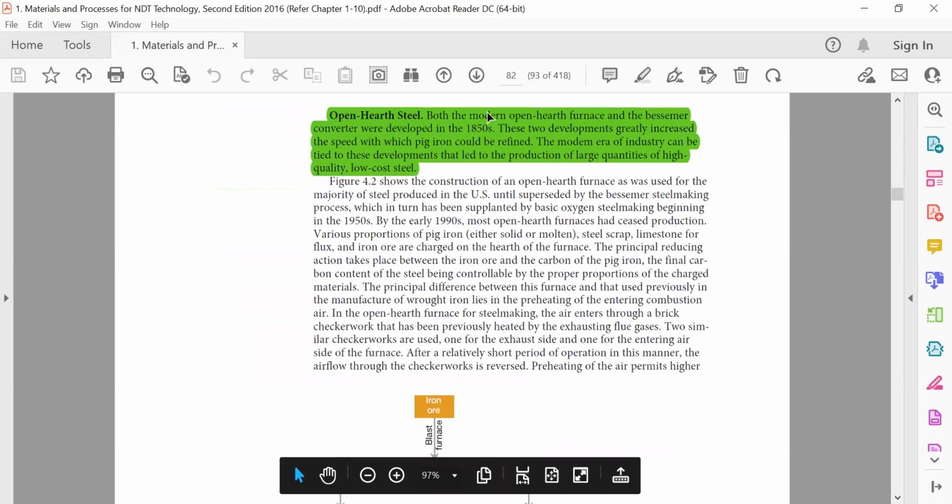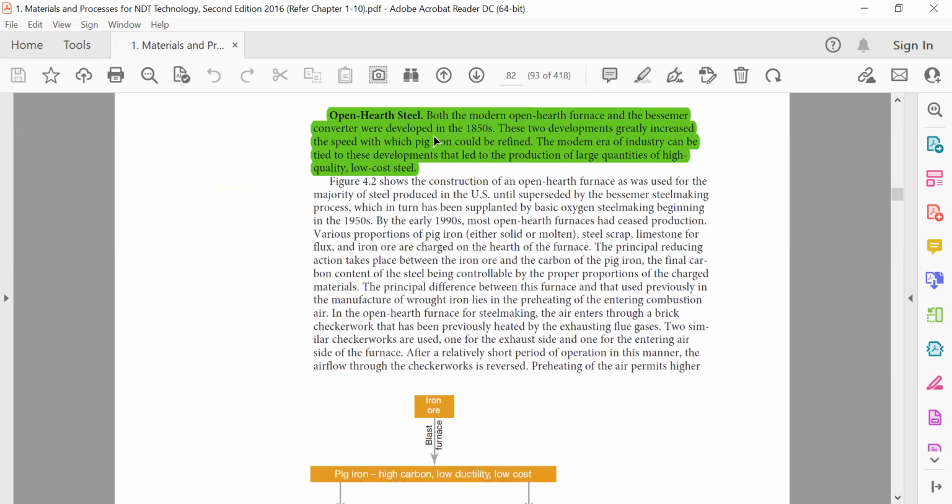Open hearth furnace steel. Both the modern open hearth furnace and the Bessemer converter were developed in the 1850s. These two developments greatly increased the speed with which pig iron could be refined. The modern steel industry can be tied to this development, which led to production of large quantities of high quality, low cost steel.